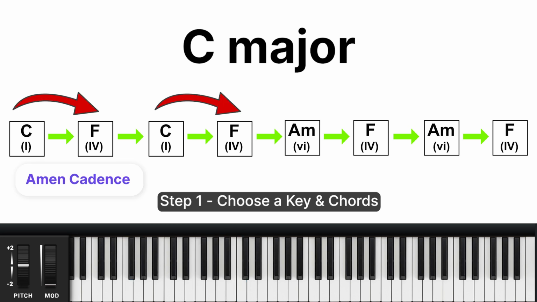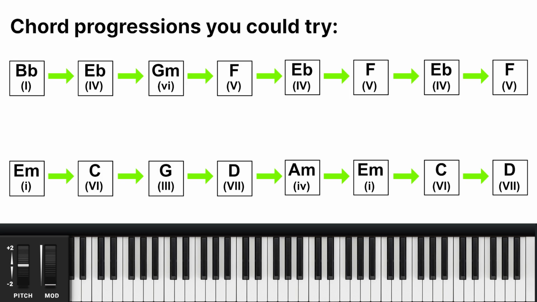Moving from chord 1 to 4 is of course the same as a plagal cadence, also known as the Amen cadence, which is used extensively in hymns and so frequently sung during wedding services. Here are a couple of varying chord progressions you could try as well.